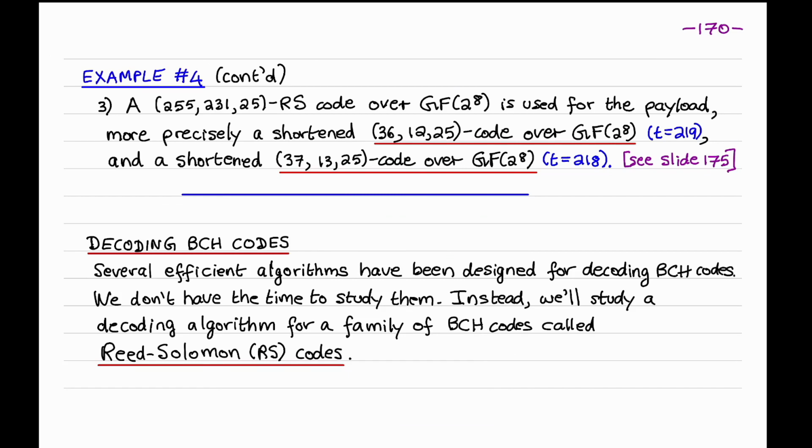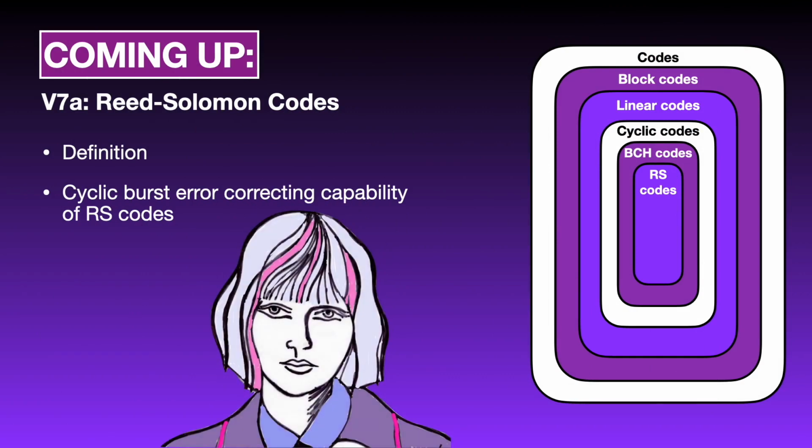I'll conclude this chapter on BCH codes by mentioning that several efficient algorithms have been designed for decoding BCH codes. We don't have the time to study them, but you can find one in the course textbook. Instead, in the next chapter, we'll see a decoding algorithm for a family of BCH codes called Reed-Solomon codes. This concludes the chapter on BCH codes. In the next video lecture, we'll define Reed-Solomon codes, which are a special family of BCH codes. We'll explain why Reed-Solomon codes are especially good at correcting burst errors.